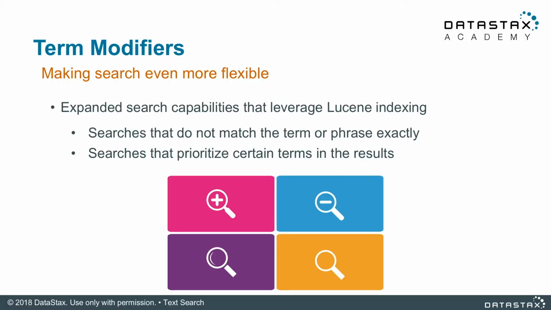In this video, we'll be taking a look at some other powerful searches that can be performed. Many of these do not require an exact match, but rather can return results that are close or similar to what you are searching for. We'll also be looking at a search that can prioritize certain terms to show up in the results.